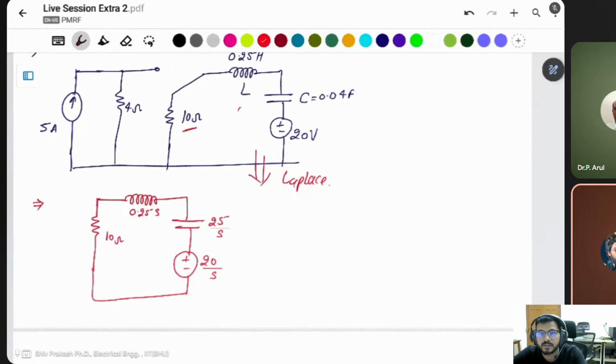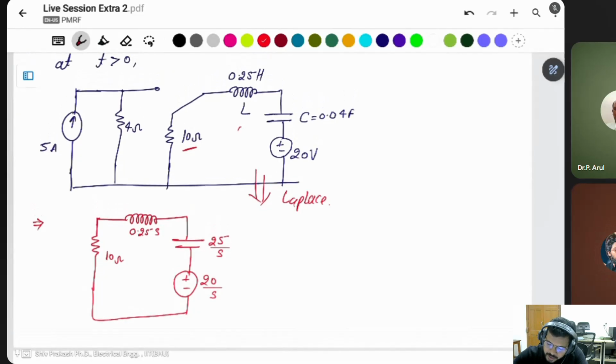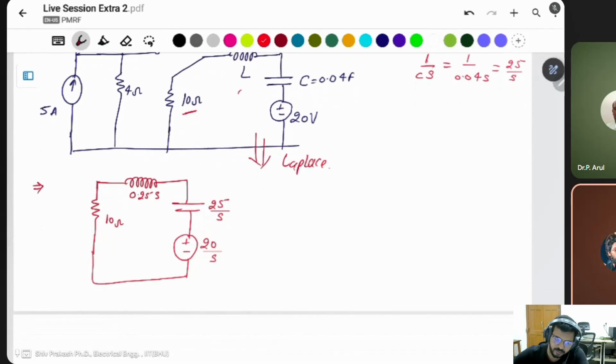Sir, why is the capacitor value 25 by S? It's not the capacitor value. This will be 1 by CS. That will be 1 by 0.04 S, and 1 by 0.04 is 25. That's why this will be 25 by S. Okay, sir. This is a current. Because this is the positive terminal, current flows like that. This will be IS.